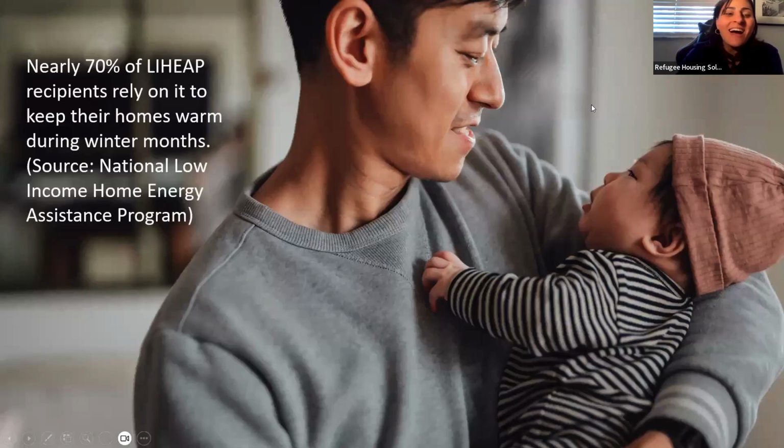Sorry. Nearly 70% of LIHEAP recipients rely on it to keep their home warm during winter months, and that's based on data from the National Low Income Home Energy Assistance Program. LIHEAP themselves were able to collect this data and realize how valuable it is to those vulnerable populations.